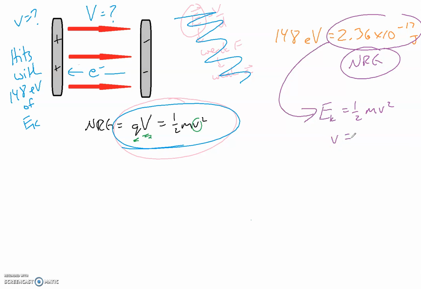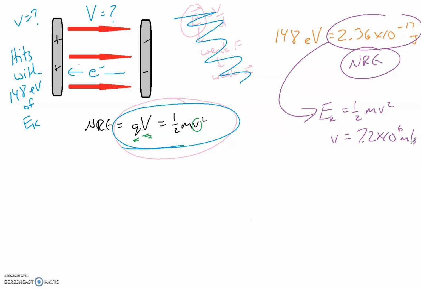Okay, so I put in the 2.36 negative 17, and I times by 2 divided by the mass of the electron, get the V, don't forget to square root for the V, and I can calculate how fast it was going. And if I do that, I find it was going 7.2 times 10 to the 6 meters per second. Okay, so that's how fast it was going.